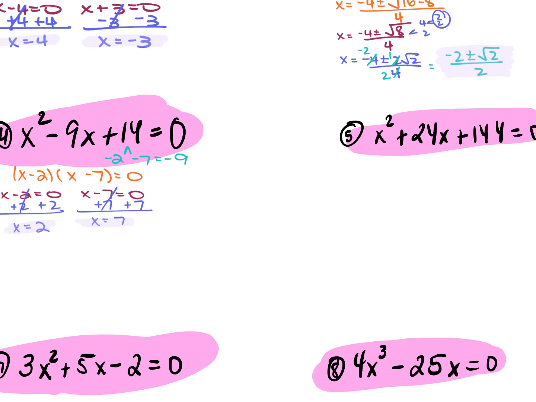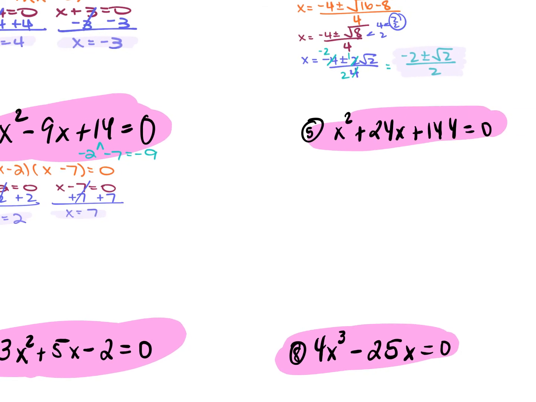For number 5, we have x squared plus 24x plus 144 is equal to 0. What do you see about this that would be able to help us? The 24 is divisible by 12 and the 144 is divisible by 12. Is that what you're talking about? Yeah. 12 squared is also 144. X squared is x squared. So this may be a perfect square trinomial.